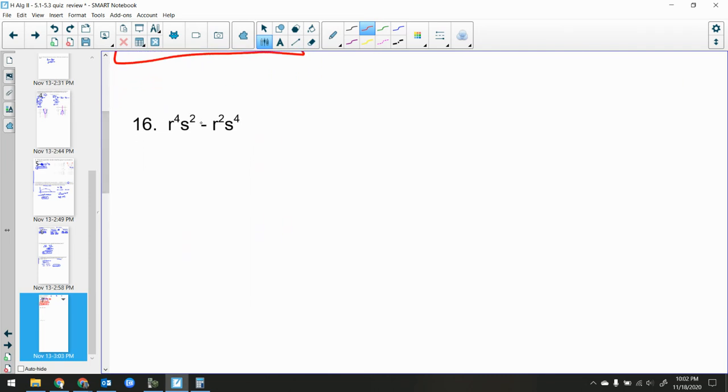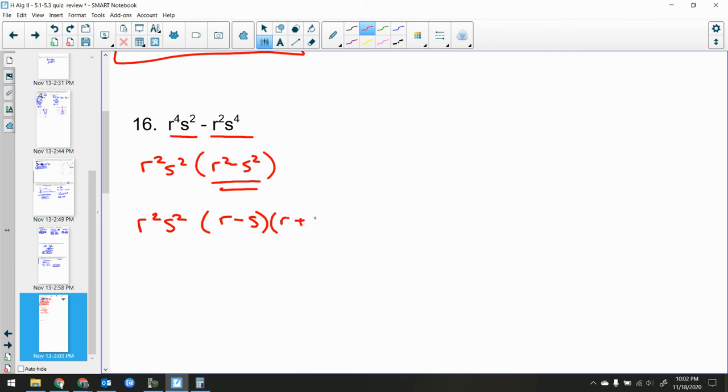Okay, here's number 16. Look here, I've got a GCF of r squared s squared. And when I remove the r squared s squared, there's 2 left here. No s's. The r's get removed, but the s's, there's 2 left there. And then this, that's a difference of squares. So we get r squared s squared, r minus s, r plus s.